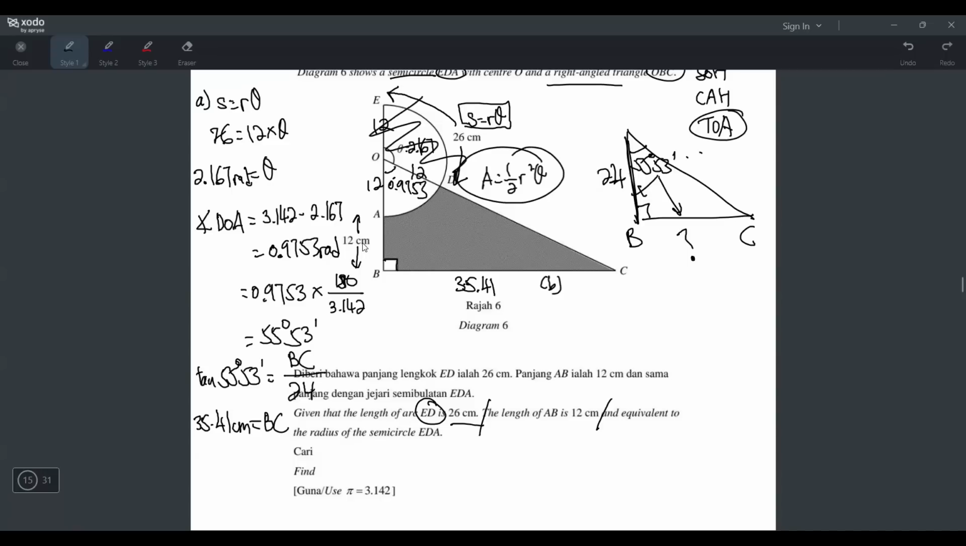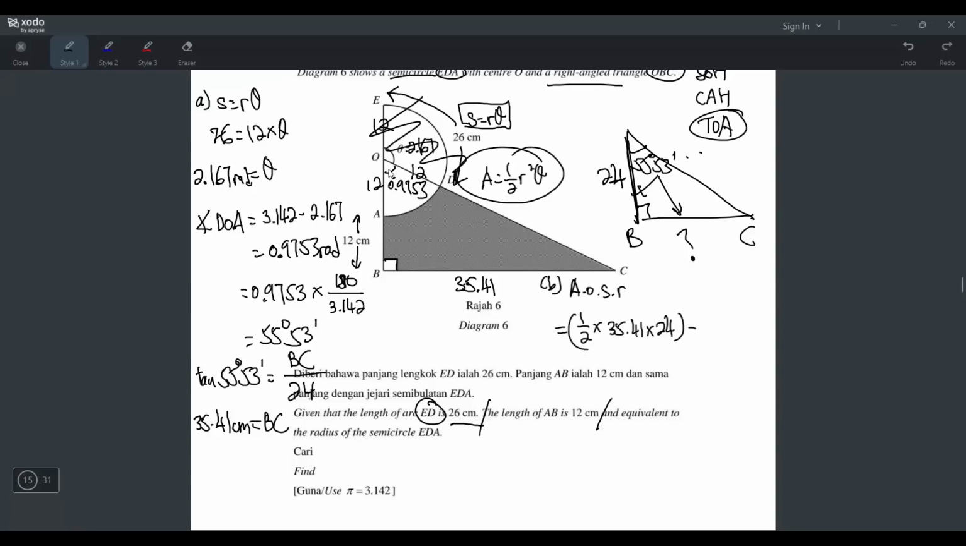Can also, up to you. But if it's a right angle, I usually just take 1 over 2 times base times height. And you also have the base and height. So it's very easy. So I will just write here area of shaded region equals, okay, find the area of triangle first. The formula I use is 1 over 2 times base times height. Base is 35.41. And then height will be 12 plus 12, which is 24.